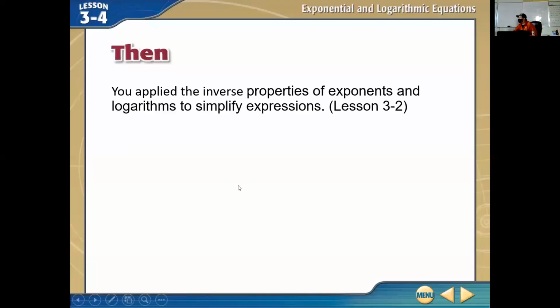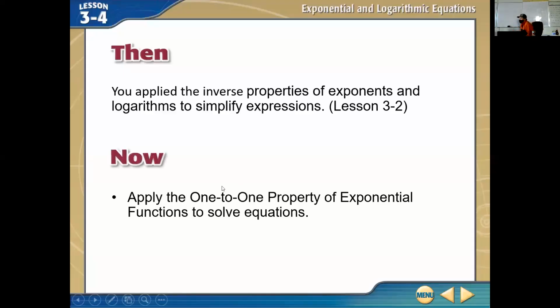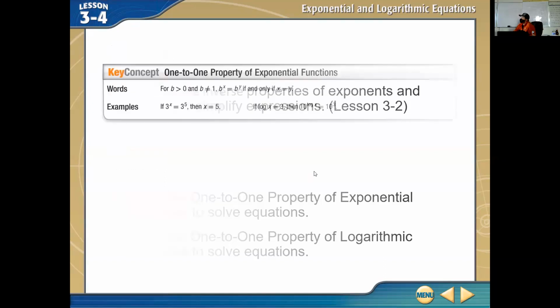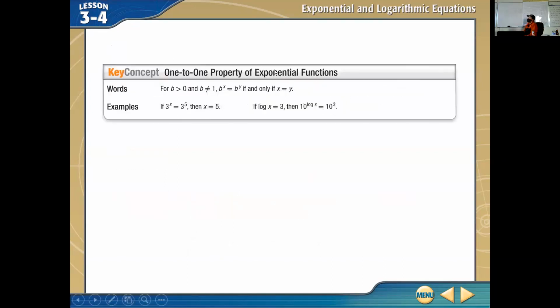Okay, and what are we doing today? And this one will carry into next week. We're going to apply the one-to-one property of exponential functions to solve equations. Then we're going to apply the one-to-one property of logarithmic functions to solve equations. More or less, the one-to-one property is, here's an example of it right here. The one-to-one property of exponential functions: for any base b that is greater than 0 and b cannot equal 1, b to the x equals b to the y if and only if x equals y.